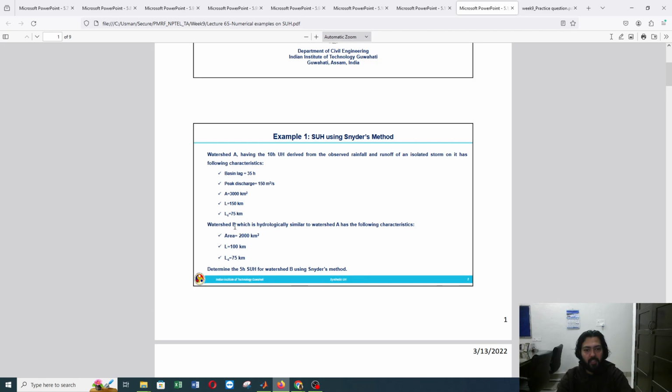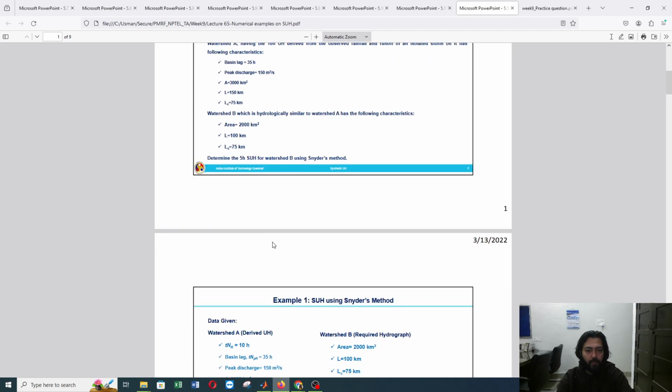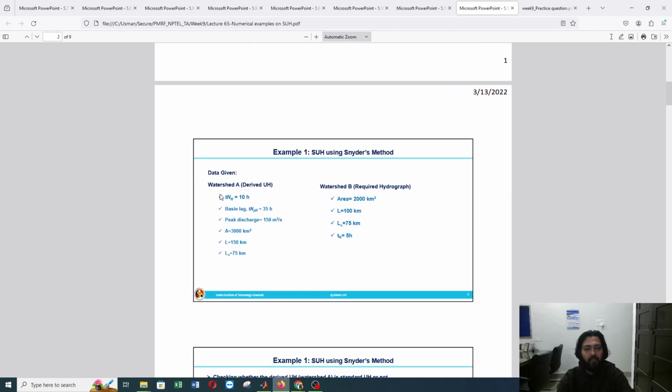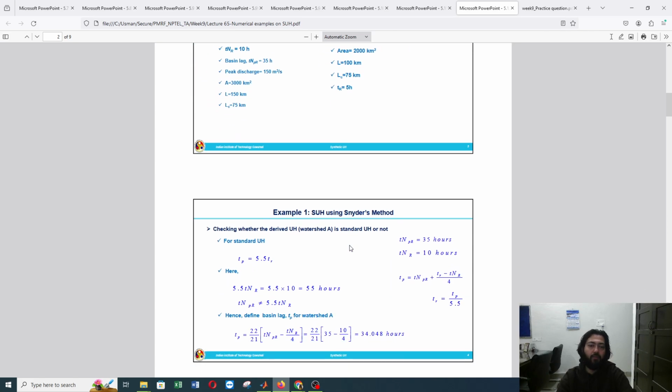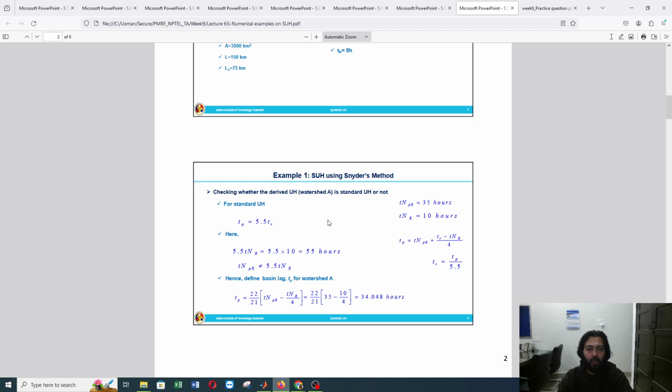And for the ungauged catchment, that is B, we have the geomorphological characteristics. If we know the values of the coefficients, that is CT and CP, we can calculate the hydrologic characteristics, right? So how are we going to do that? The first thing is we have written all the given data for watershed A and watershed B, right? The first thing here is to check whether the given watershed A follows the standard unit hydrograph or not.